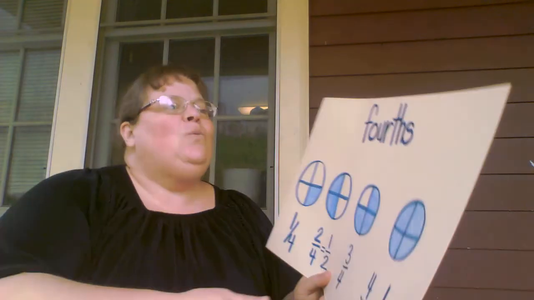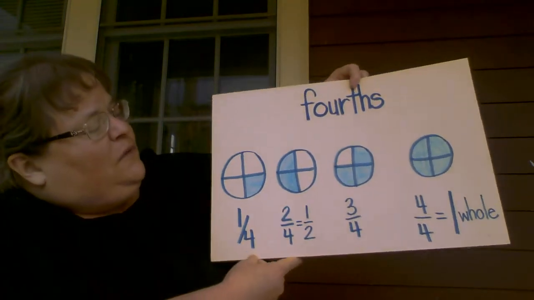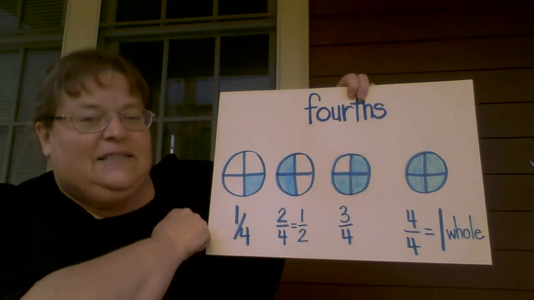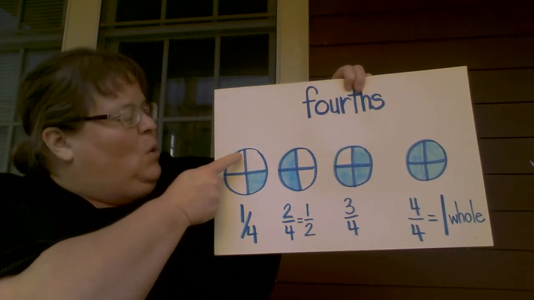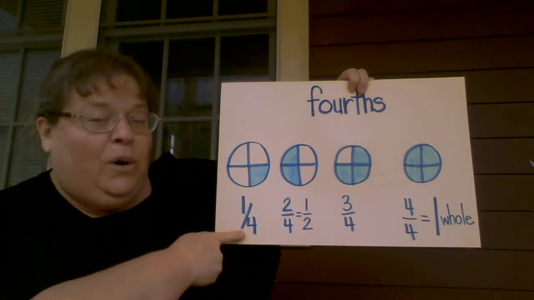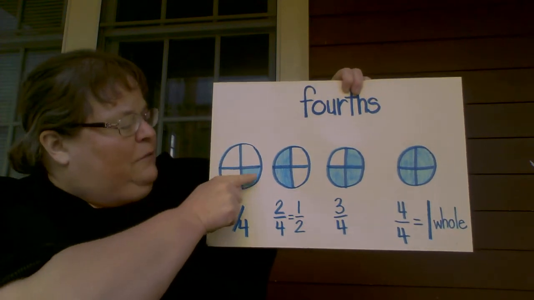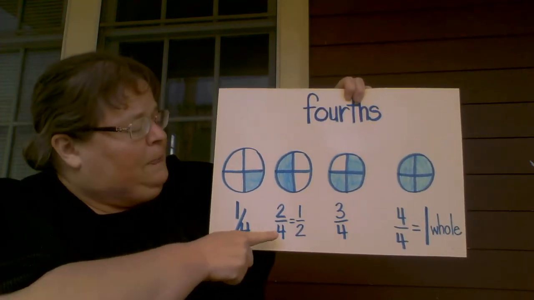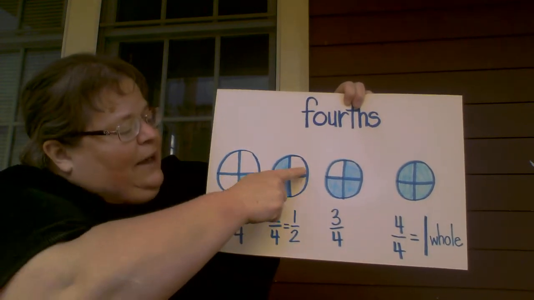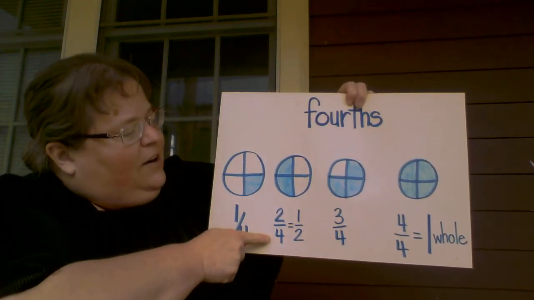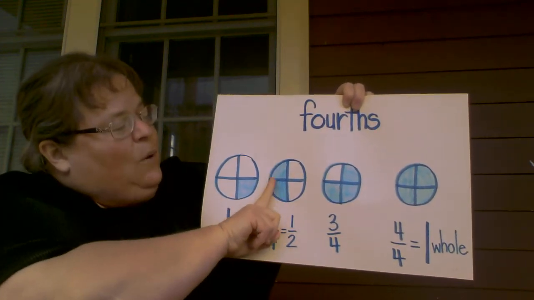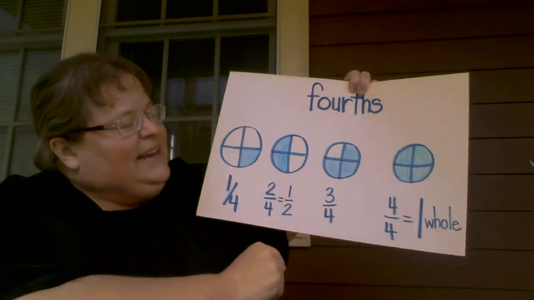All right, last one, fourths. So for fourths, we have a circle and we cut it into 4 pieces, 4 equal pieces. Count them with me. 1, 2, 3, 4. So in this one, 1/4, 1 piece out of 4 pieces are colored blue. In this one, 2 pieces out of 4 altogether are colored blue. And guess what? If you look carefully, that also means that 1 half of the circle is colored.